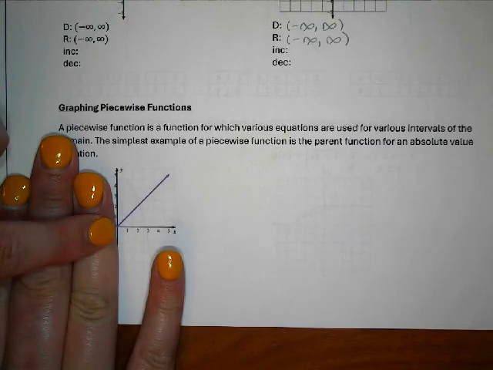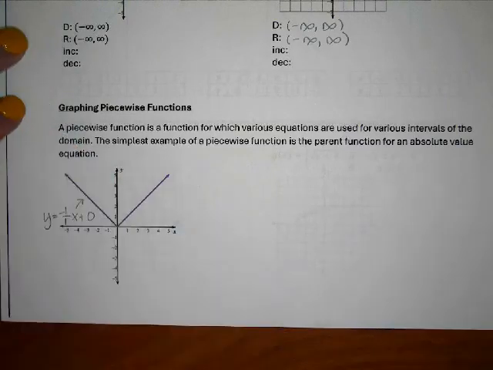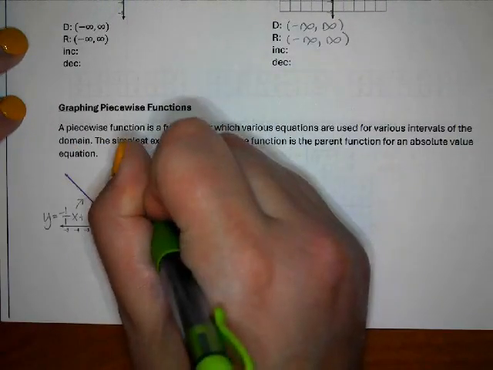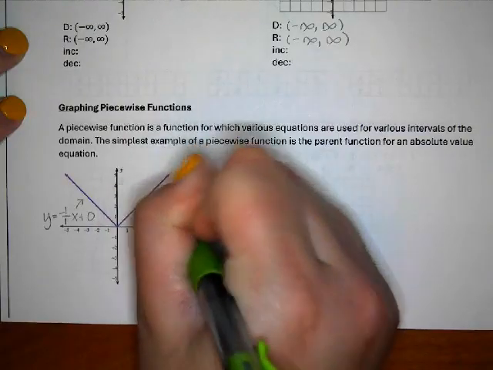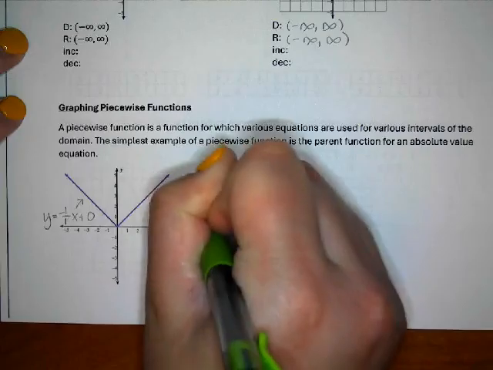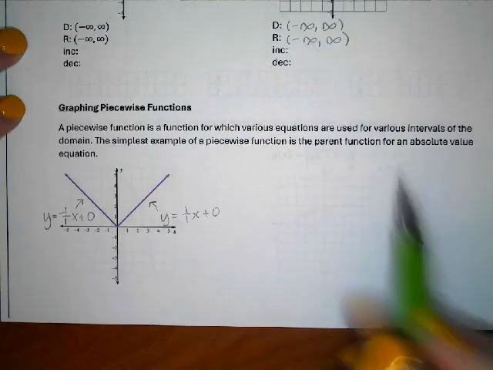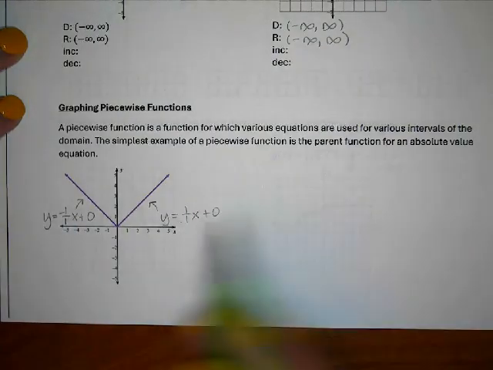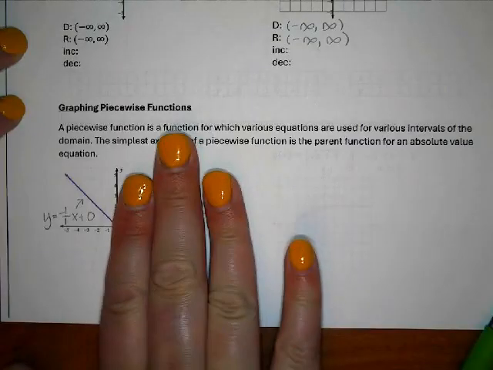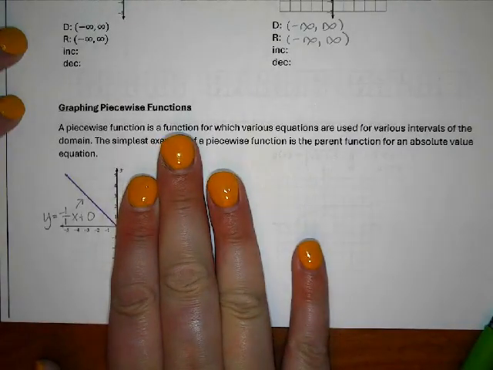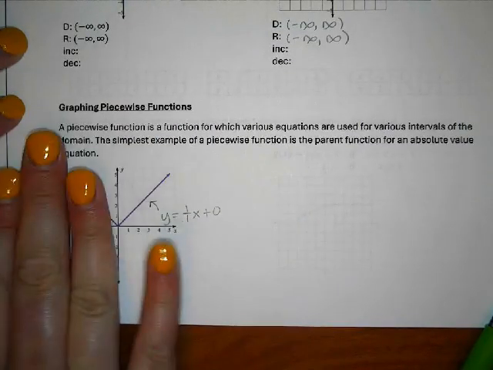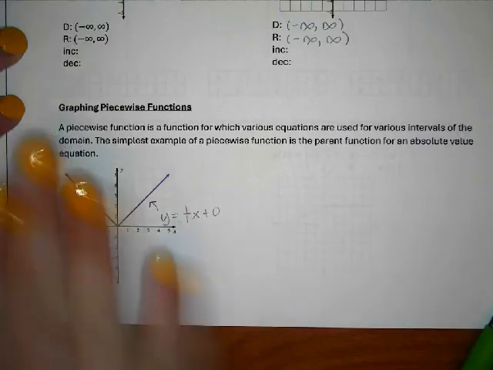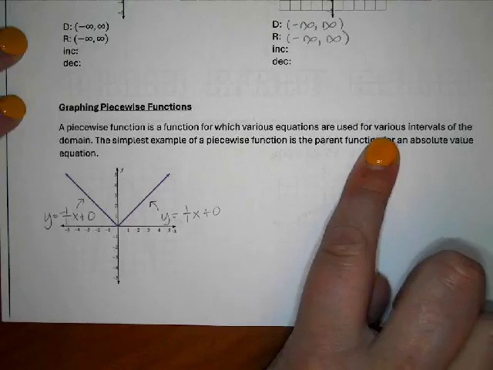So for this other portion, I could say y equals 1 over 1x plus 0. So you can see that we have various equations. We have one equation for all the x values that are less than 0, and one equation for all the x values that are greater than 0. And that's what they mean by various intervals. We have two intervals, less than 0 and greater than 0.